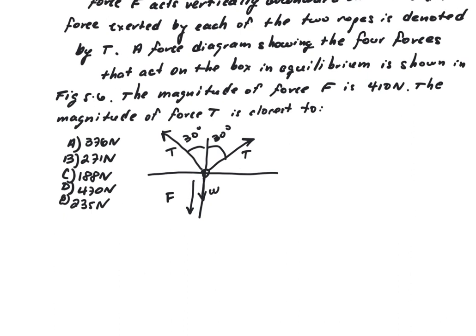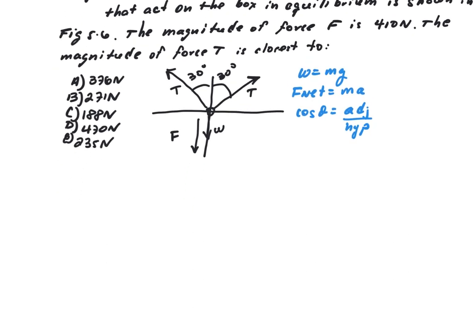So what I always recommend is to always write out what is given. So we have our mass, which equals our weight, which is equal to mg, our force, which is mass and acceleration, and our cosine of theta, which is going to be our adjacent over our hypotenuse. So let's write out.